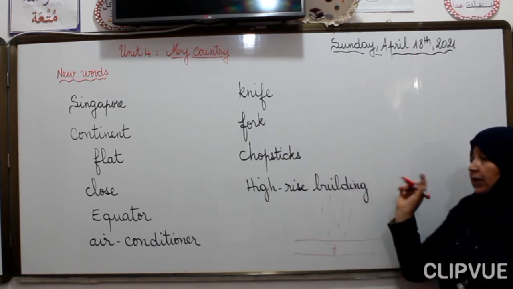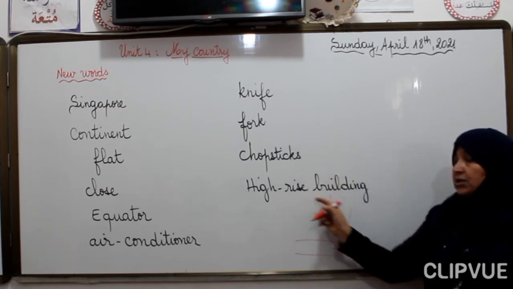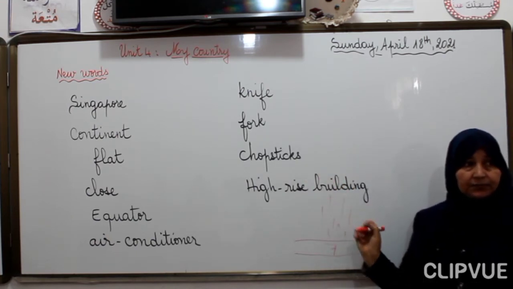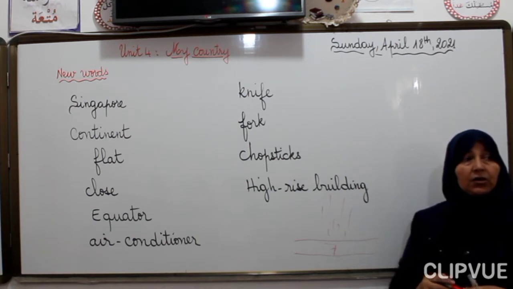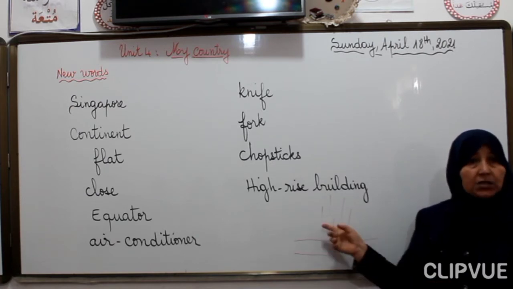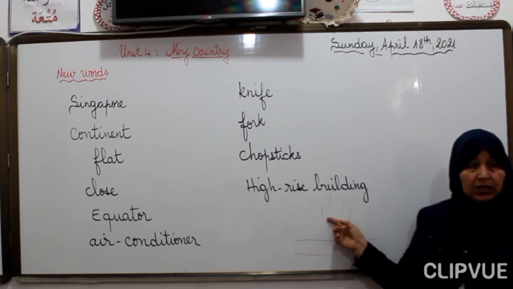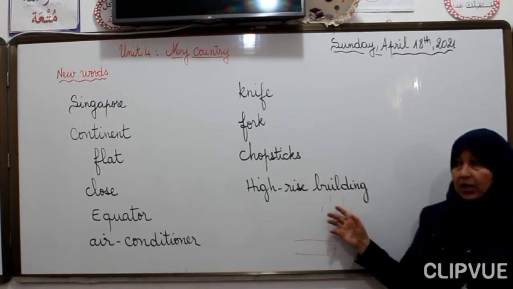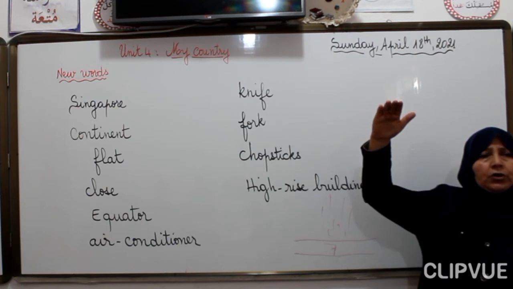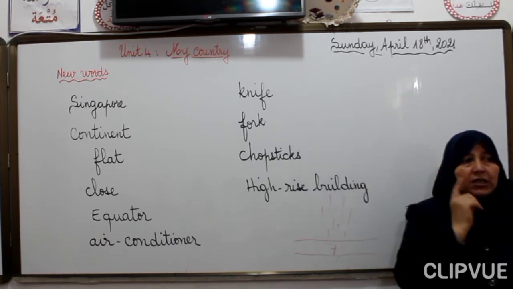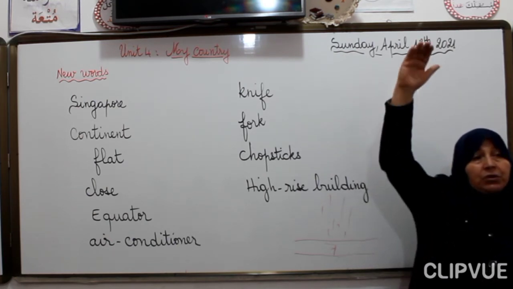High-rise building. A high building is a bâtiment. We don't say bâtiment. This is in French. Okay, building. It's a building. Okay, and it's high. Do you remember the word we saw for high buildings?